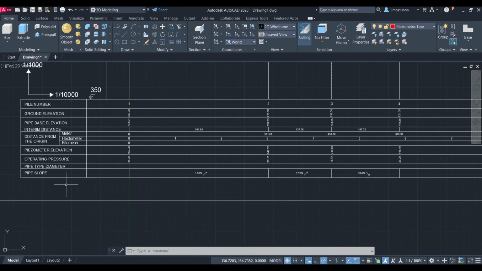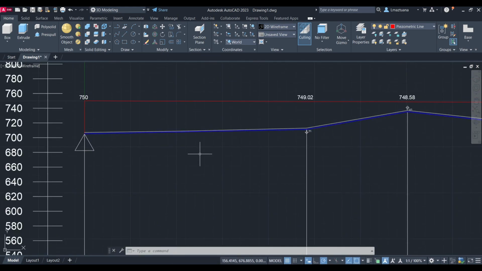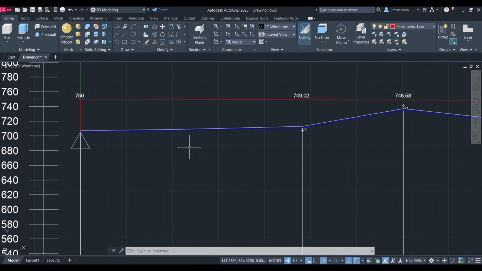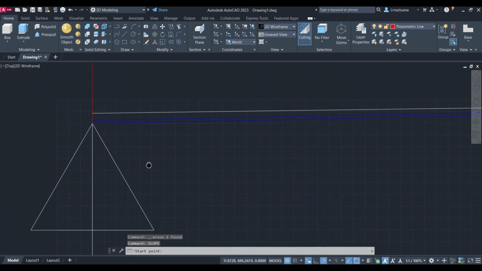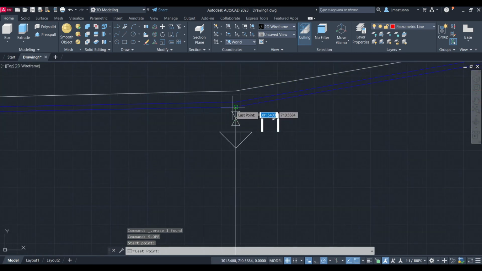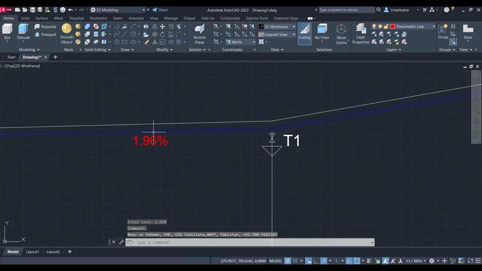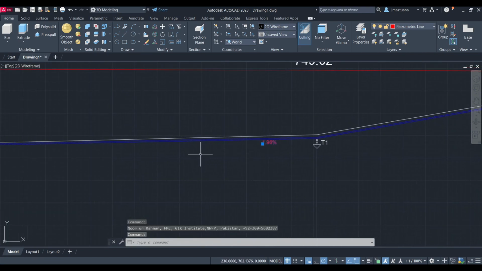And another parameter is the pipe slope. So for example, we can determine the pipe slope in this section. So let's use the slope function here. And there's a 1.96% increasing pipe slope in this section.